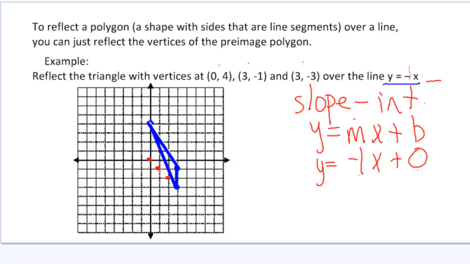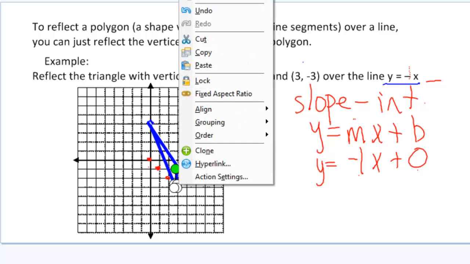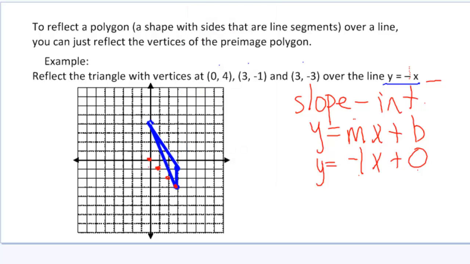Drop 1 and right 1. Oops, what did I just do? And if we want to actually draw this line in, y equals negative x goes through the origin and drops 1 block for every block it runs. We want to reflect the complete triangle by just reflecting the vertices of what we have.